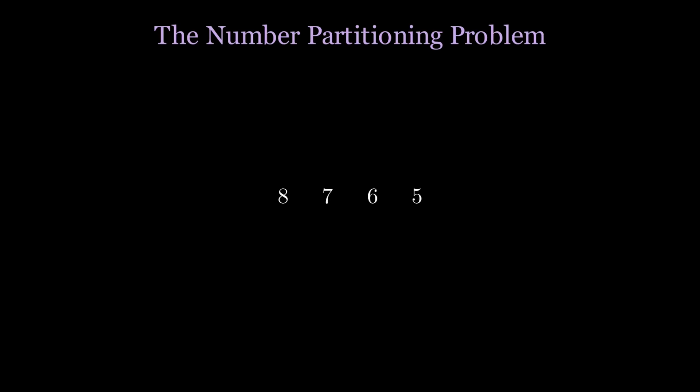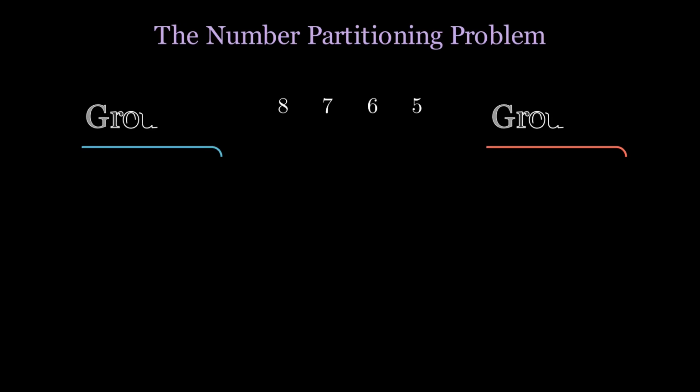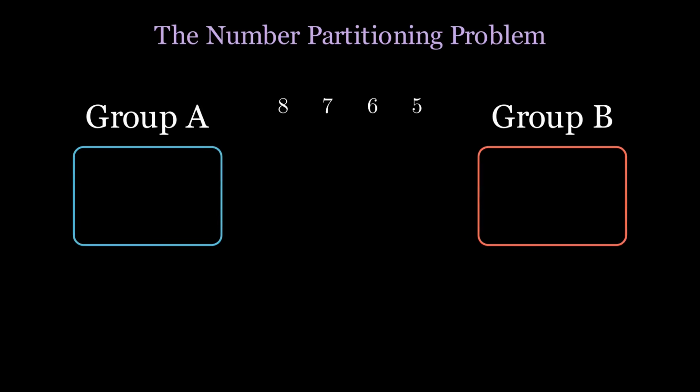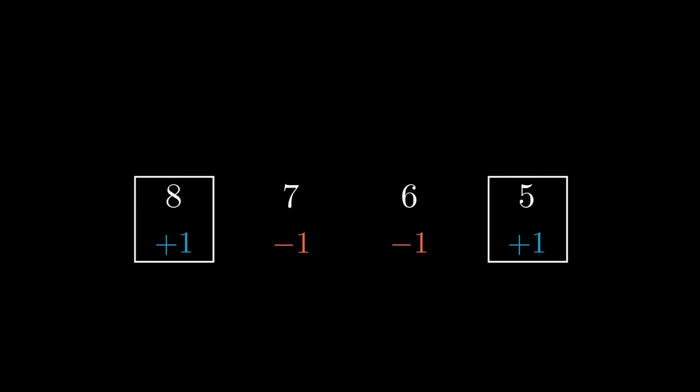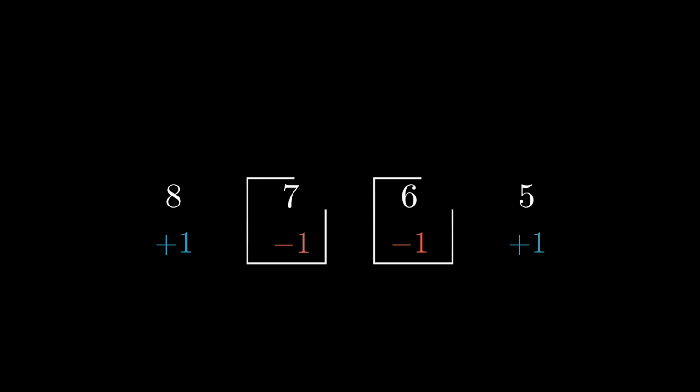The rules are simple. Given a set of numbers, can you divide them into 2 groups that have the same total sum? For a small set like 8, 7, 6, 5, you might be able to find a solution with a bit of trial and error. Let's try to reframe the problem. Instead of thinking about putting numbers into bins, let's think about assigning a spin to each number. And let's say that if a number goes into the first group, we'll assign it a spin of +1. And if it goes into the second group, we'll assign it a spin of -1. You might see where this is going.